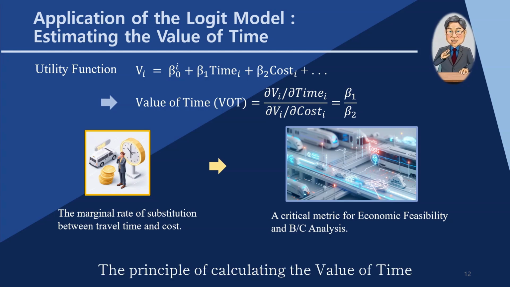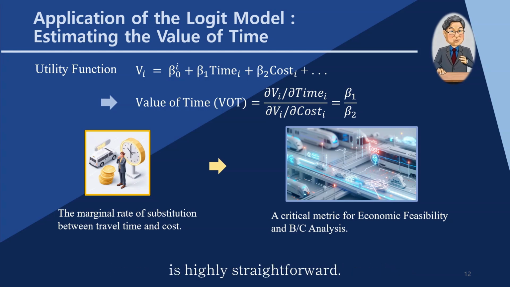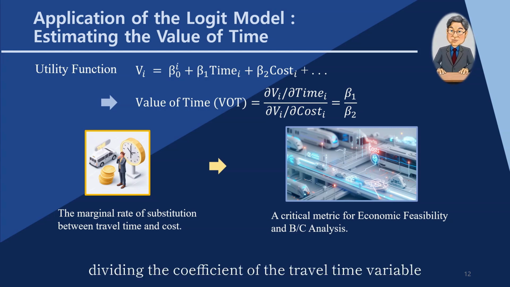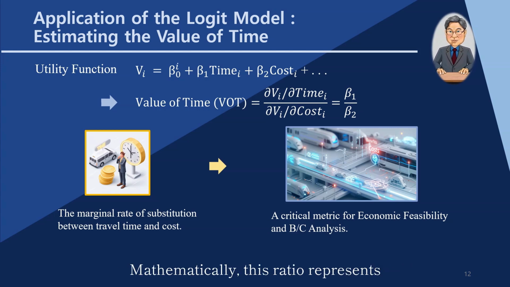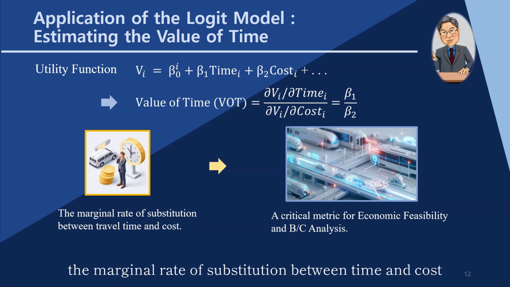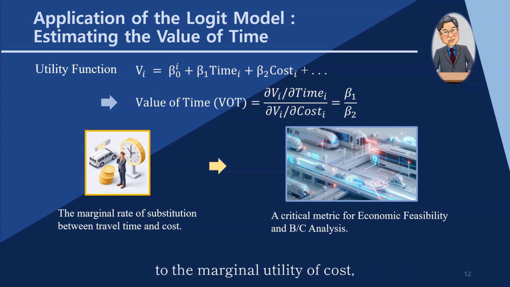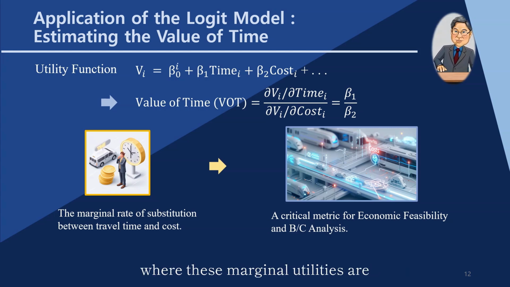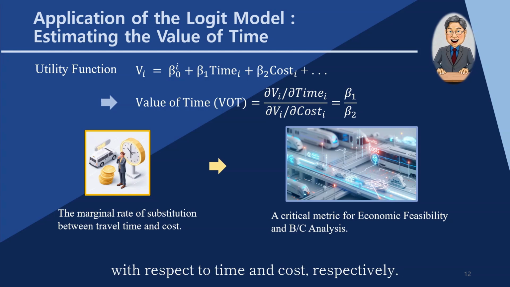The principle of calculating the value of time using the utility function of a Logit model is highly straightforward. It is derived by dividing the coefficient of the travel time variable by the coefficient of the travel cost variable. Mathematically, this ratio represents the marginal rate of substitution between time and cost, specifically the ratio of the marginal utility of time to the marginal utility of cost, where these marginal utilities are the partial derivatives of the utility function with respect to time and cost respectively.